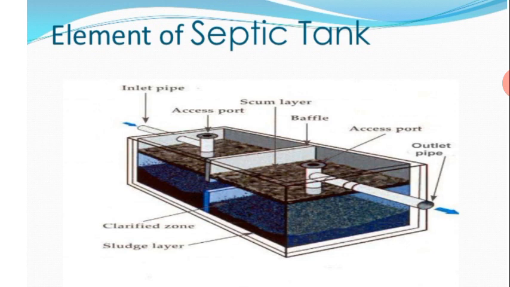Then, if the septic tank is not working properly, using the access point you can see what is happening inside. You can even collect a sample and test the samples for further improvements of the septic tank. Then they have mentioned two zones there, the clarified zone and the sludge layer. How exactly will it be there? The clarified zone will be there below the scum layer we are speaking about.